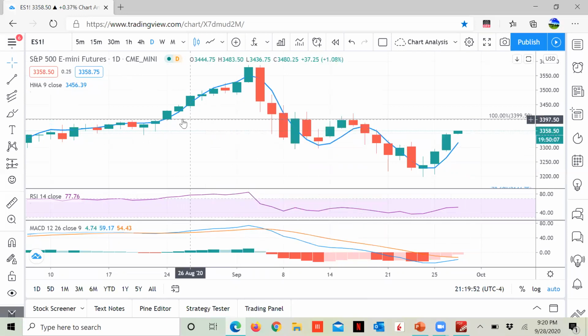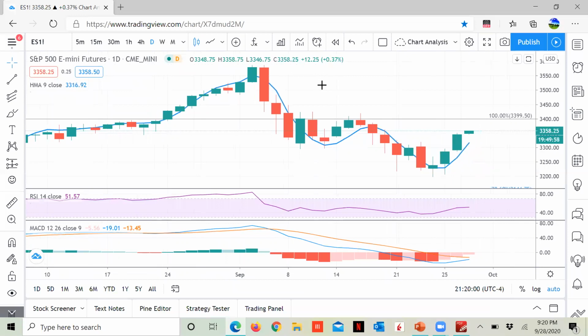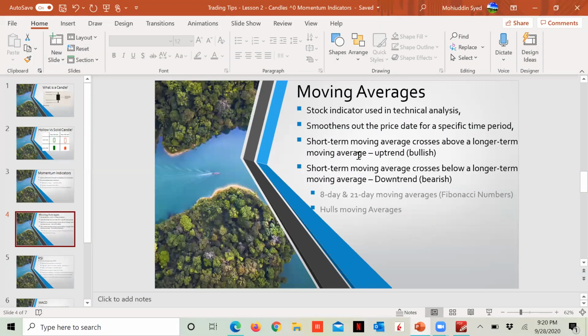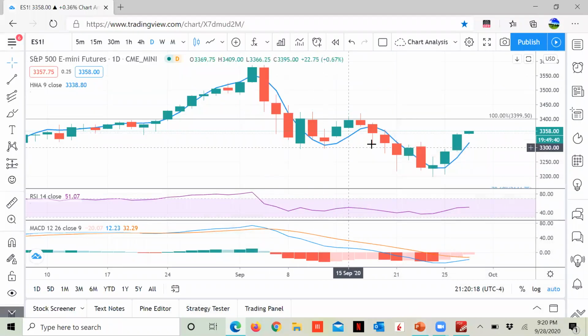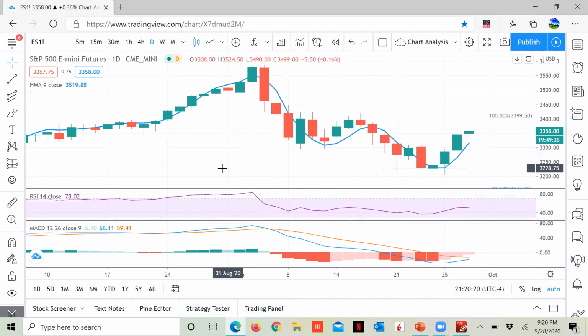So this is just basically the moving average for whatever the period that you selected. Let's say here is 9. We'll get to this in a minute, but first we're starting with the Hull moving average. So if the moving average crosses above the long-term average, in this case it's only 1, so if it crosses above this price index, then that's a bullish trend.